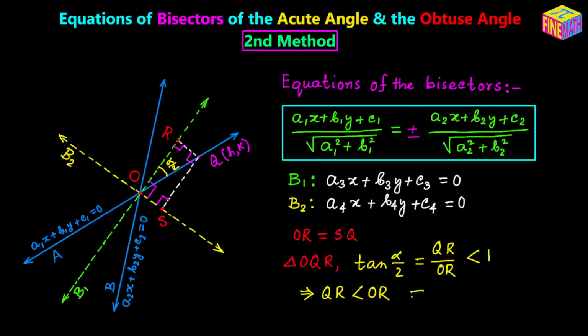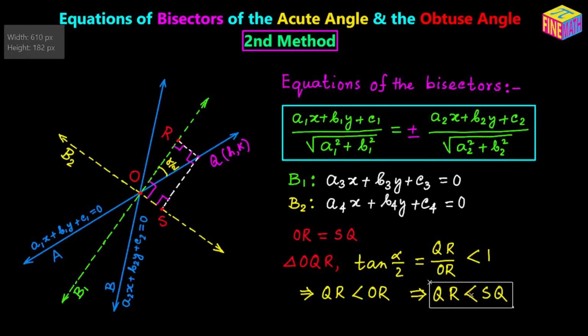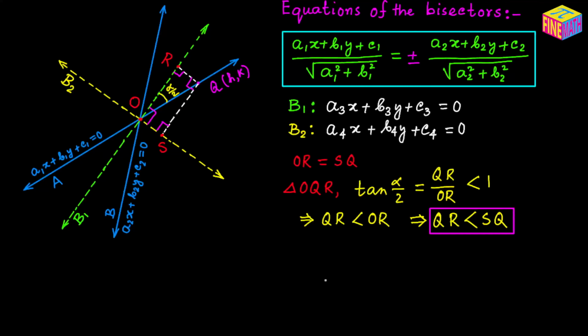So we can say that QR is clearly less than SQ. And this is the main concept that we are going to use in this video to identify which bisector is the bisector of the acute angle and which one is the bisector of the obtuse angles. So our next task would be to find out these distances, the distance QR and QS or SQ.